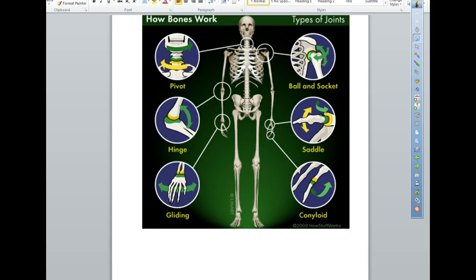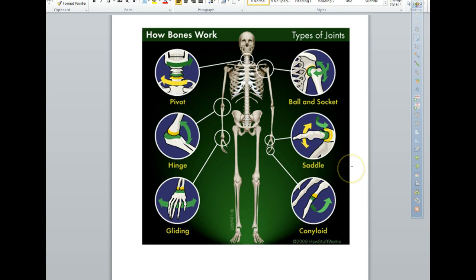Okay, and here are your joints. Here are all the different types of joints, and I say hinge because remember I said you're going to know most of these already.